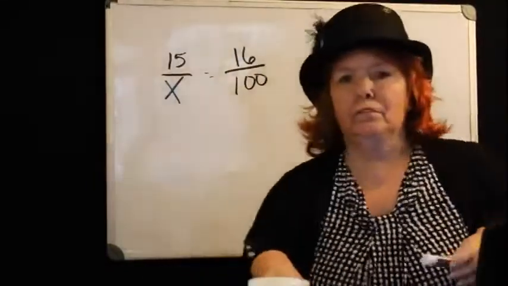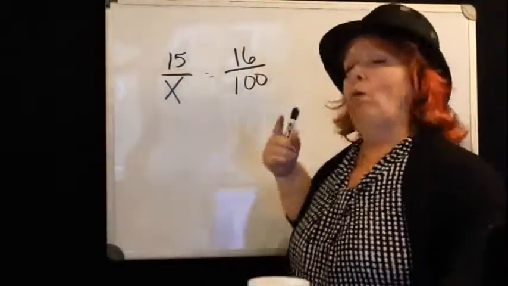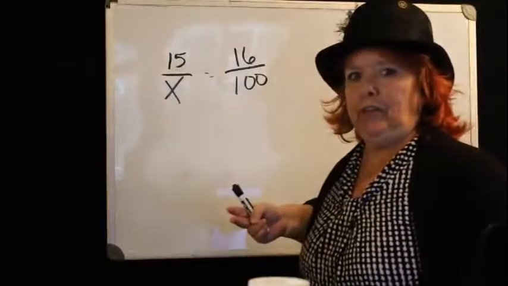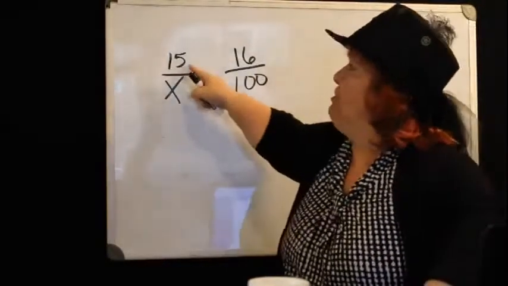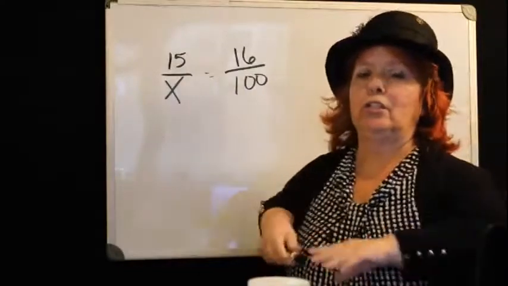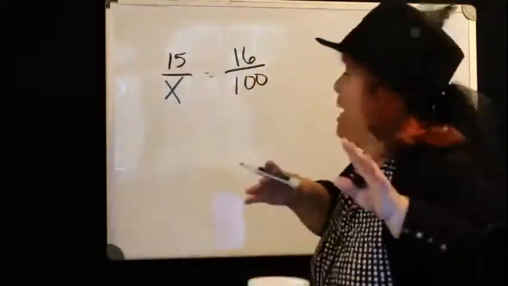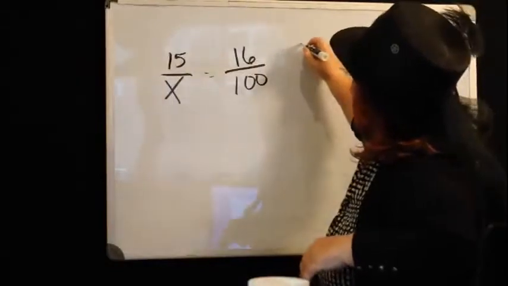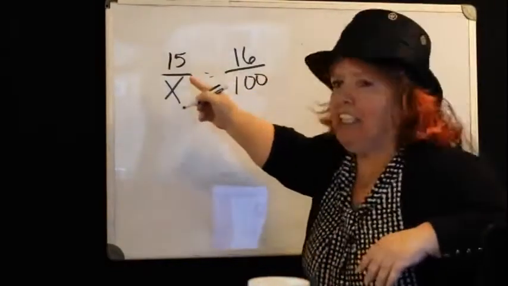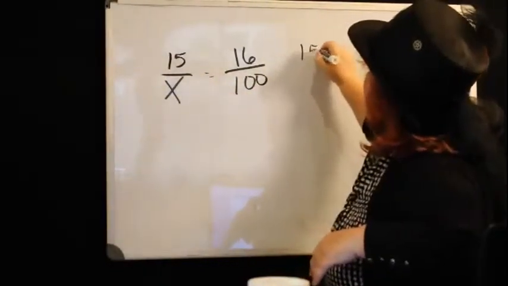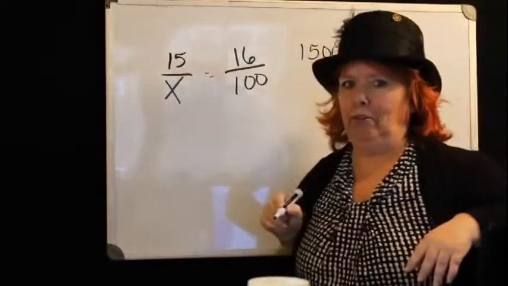So again, notice the formula is the same. Whatever 2 numbers cross each other. In this case, the 15 and the 100 cross each other. So what do we do there? Multiply. I heard everybody say multiply. So 100 times 15 is 1,500. Am I correct? Correct.